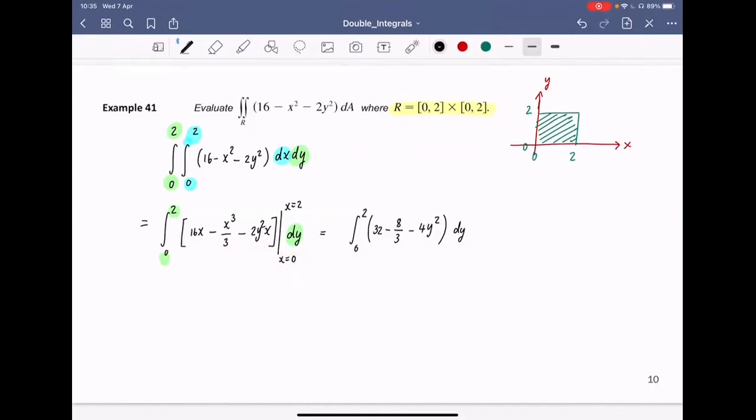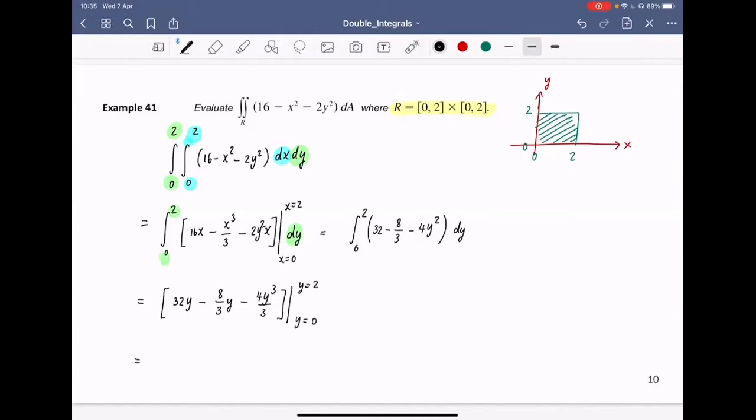Now you can integrate, right? Simple like that. So I'm going to integrate 32. You get 32y squared over 2, all right? Oh, no, 32y, sorry. And then minus 8 over 3y, and then minus 4y cubed over 3, with y from 0 to 2 here.